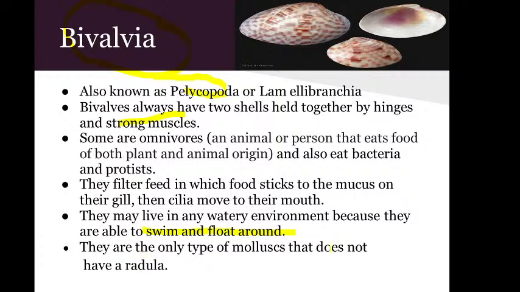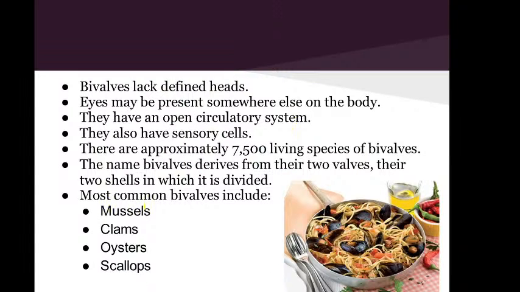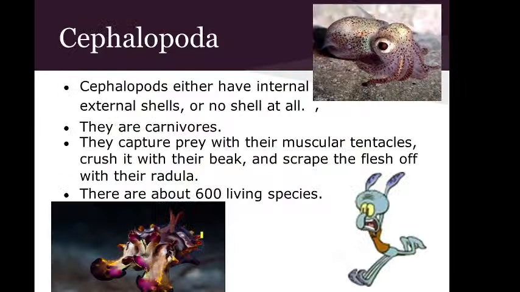They are the only type of mollusk that does not have a radula. So they don't have any type of radula. And their examples are mussels, clams, oysters and scallops. And we have approximately 7,500 species of these bivalves. And in cephalopods, which are generally carnivorous, we have 600 living species.